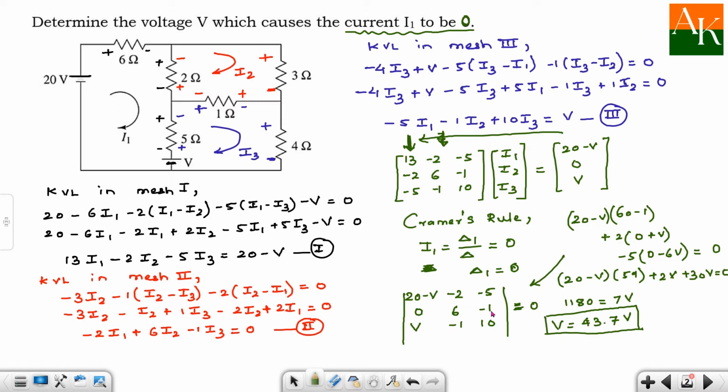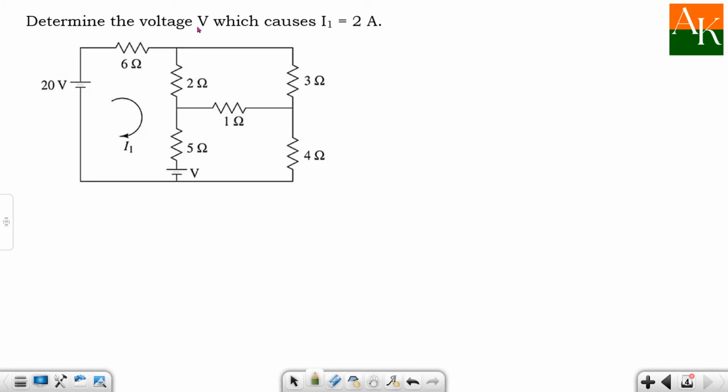Now can we use this method when I1 is said to be non-zero? That we have to check. We'll use a different approach when I1 is set to some different value. So here is the same numerical, but we have to calculate the value of v, given that I1 is equal to 2 ampere.